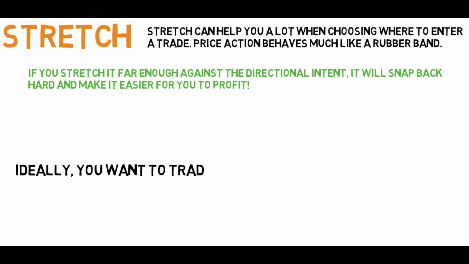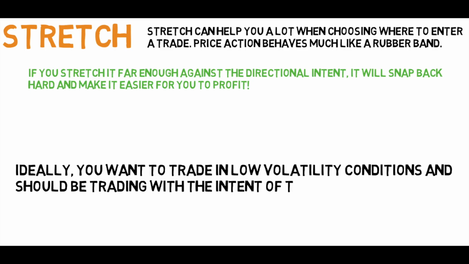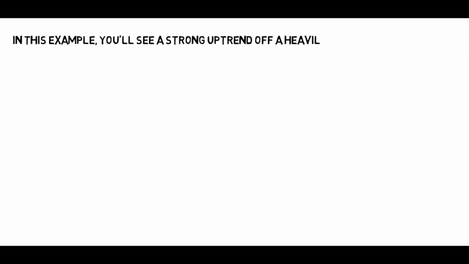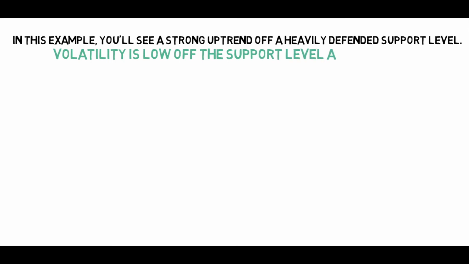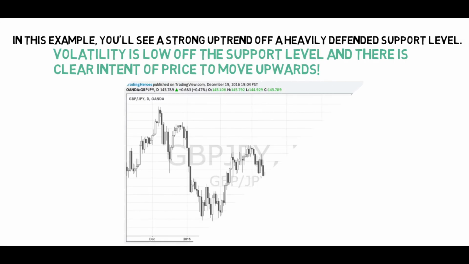Ideally, you want to trade in low volatility conditions and should be trading with the intent of the market. Now in this next example, you'll see a strong uptrend off a heavily defended support. Volatility is low off of the support level and there is clear intent of price to move upwards. So as you can see, a long position would have been great.